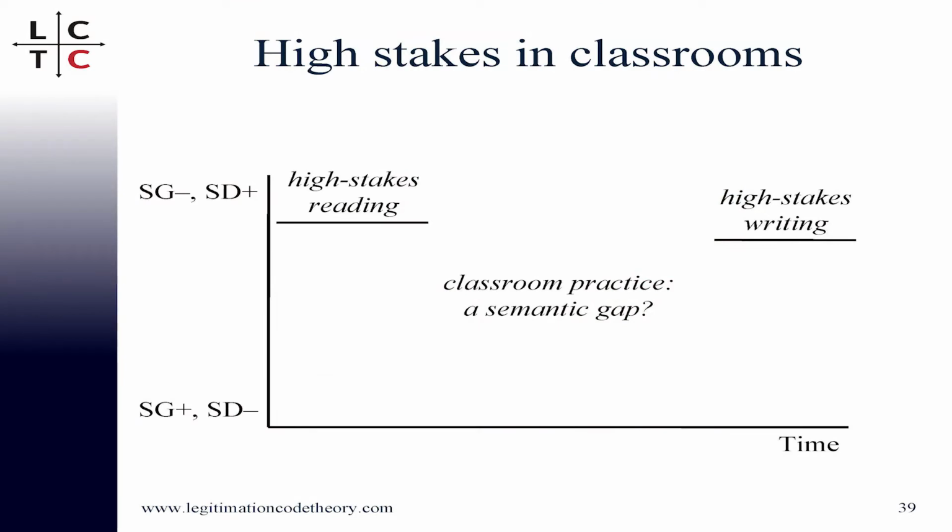But what became clear pretty early on was that classroom practice had to traverse a kind of semantic gap between high-stakes reading and high-stakes writing. So on the one side, you've got the educational knowledge that students need to learn, usually embodied in written forms, such as textbooks and accessed through things like reading. And on the other side is the knowledge that students must display in their assessments, mostly also written. And in between is the classroom discourse, which is mostly spoken language.